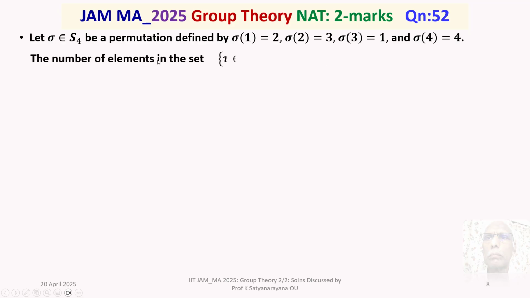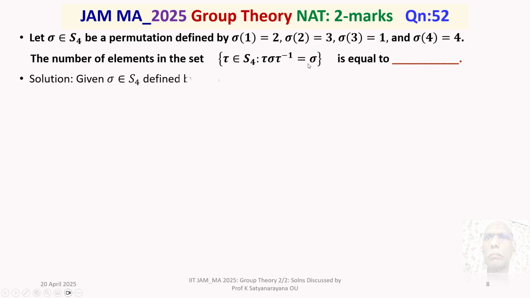The number of elements in the set consisting of all those permutations tau belonging to S4, such that tau sigma tau inverse is equal to sigma. Tau sigma tau inverse equal to sigma means it is a conjugation. Say all those taus under conjugation fix sigma. Well, how many elements are there in this set?